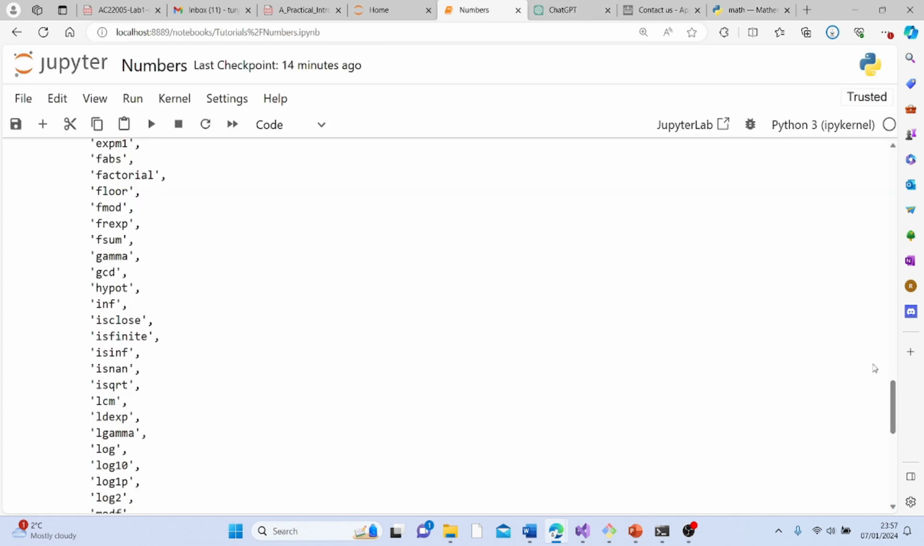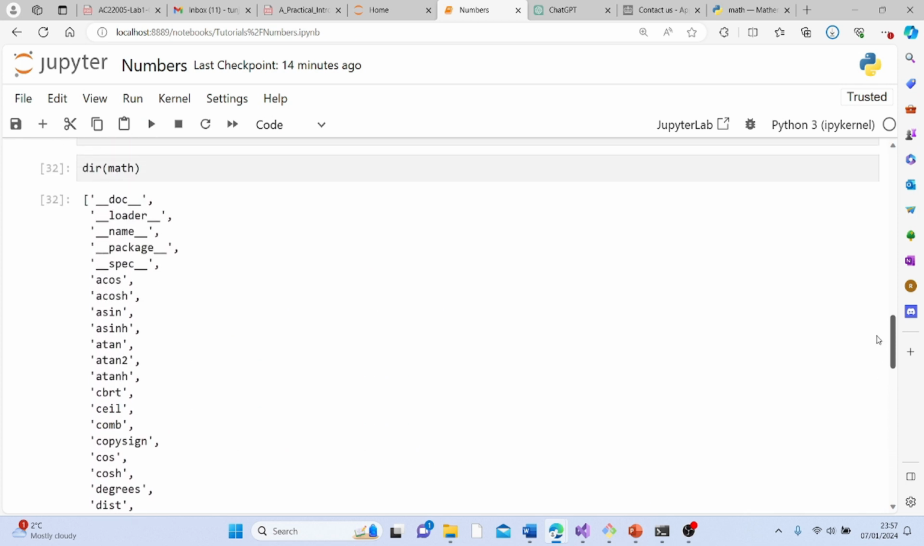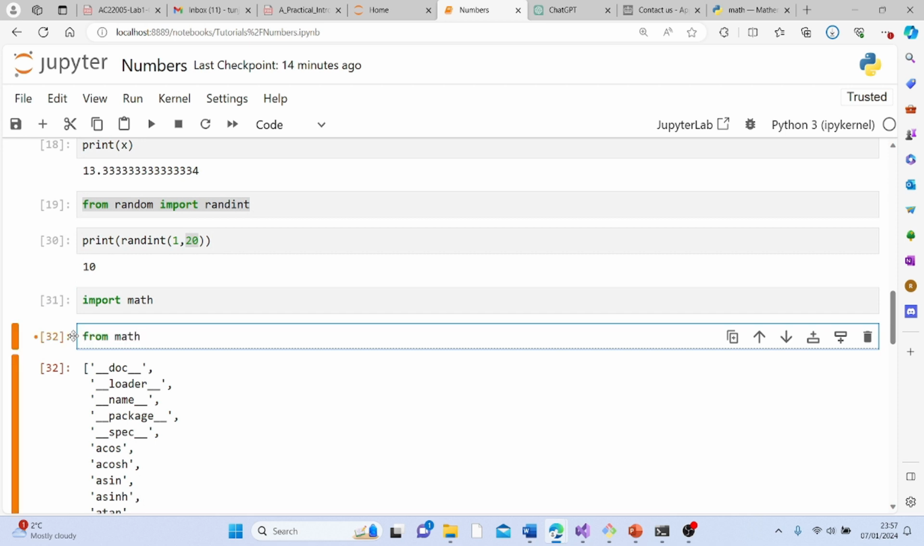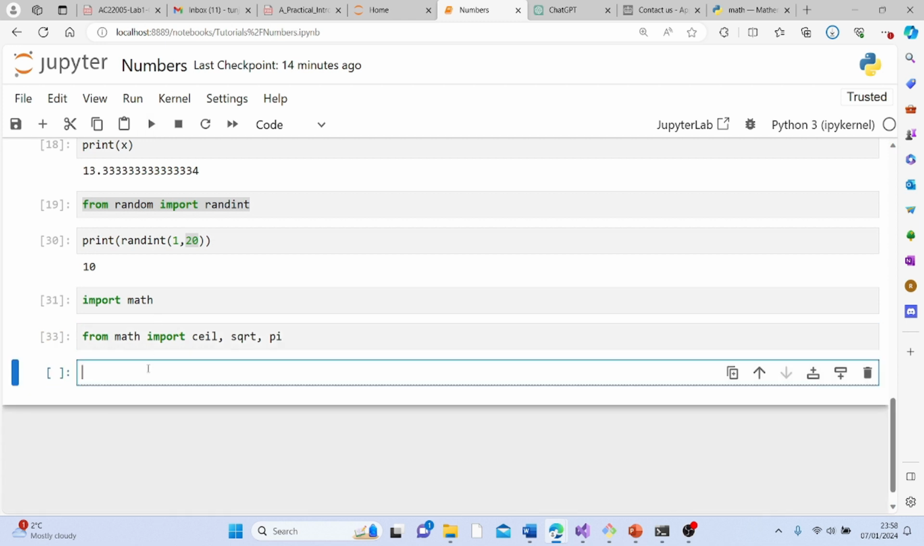So here let me quickly look at the ceil function. What does the ceil function do? Let's say from math, let me import the ceil function. Let me import also the square root function. Let me import also the pi. So these are functions in math. Let's say we want to print ceil 1.4. So what does it print? This will give us the value 2.